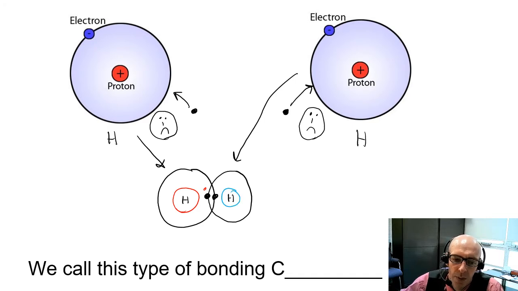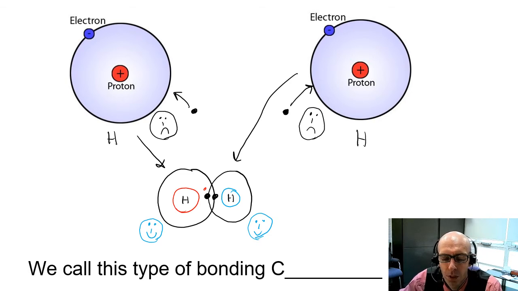So what we have now is, oh, I'm much happier now, my shell is full. And I'm much happier too, my shell is full. Let's go round together holding electrons. Just like a boy and a girl might hold hands to make them happy, here we have two hydrogens holding each other's electrons. A pair of electrons is shared there.